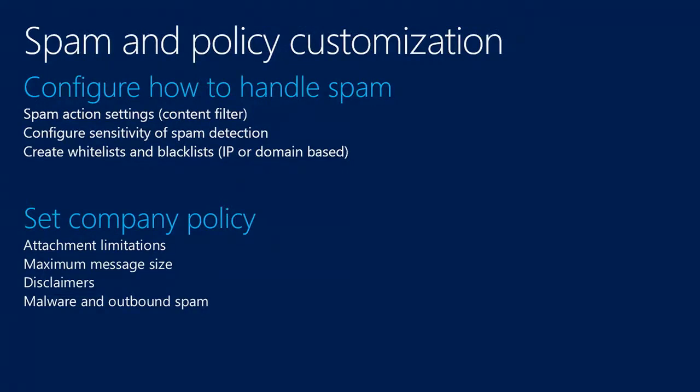Setting company policy, we talked a little bit about the transport rules. This is essentially all done in the transport rules, whether it's safe listing a domain, blacklisting a domain, limiting message size, attachments, those sorts of things. And then malware and outbound spam, we're going to get into a little bit more at the next demo.